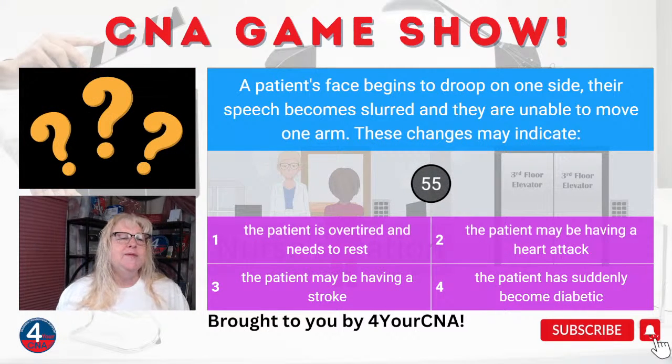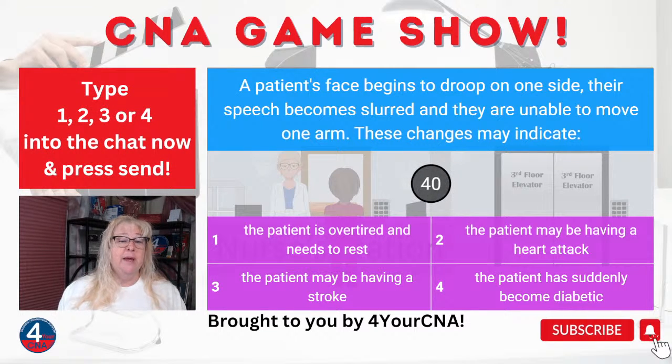All right, a patient's face begins to droop on one side, their speech becomes slurred, and they're unable to move one arm. These changes may indicate 1, the patient is overtired and needs to rest. 2, the patient may be having a heart attack. 3, the patient may be having a stroke. Or 4, the patient has suddenly become diabetic.